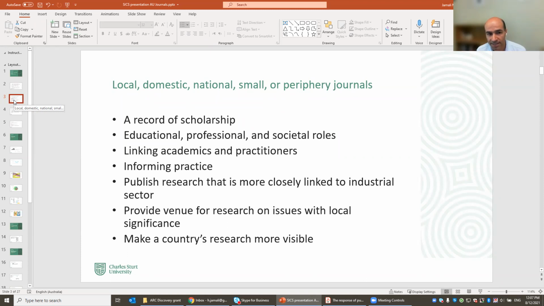But they have some value, and the values you can see here, one of the important ones is that they provide a venue for research on issues with local significance.